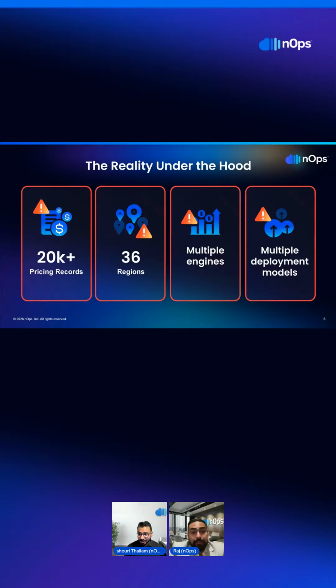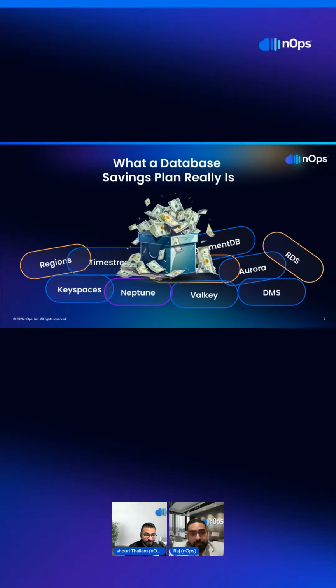Absolutely. Going in depth about this savings plan, what this really is about. If you look at the picture, this is a great visual. You see regions and different services, such as Aurora, DMS, ElastiCache, Valkey, Keyspaces, all these different things combined into one single plan. That's the pitch, as you said, Shori: it's combined into one single commitment plan.